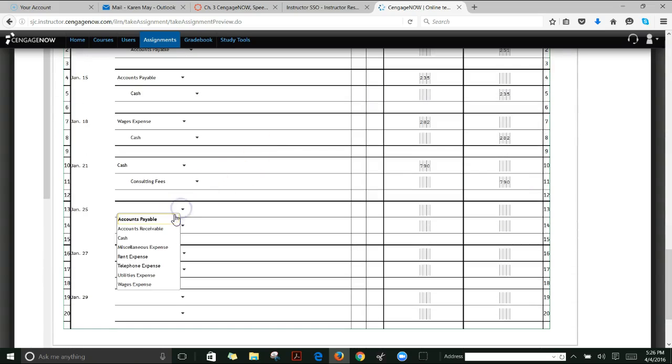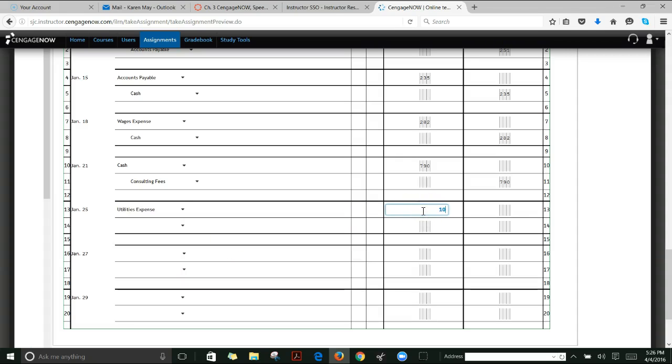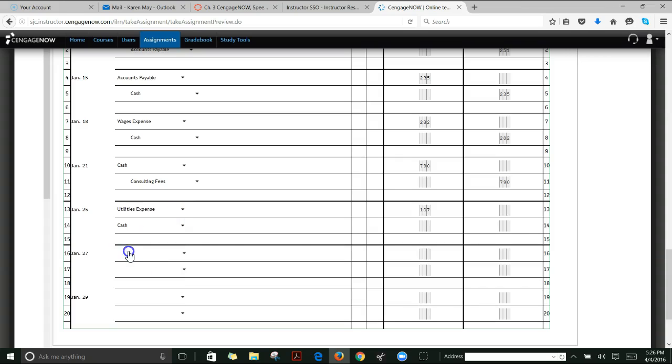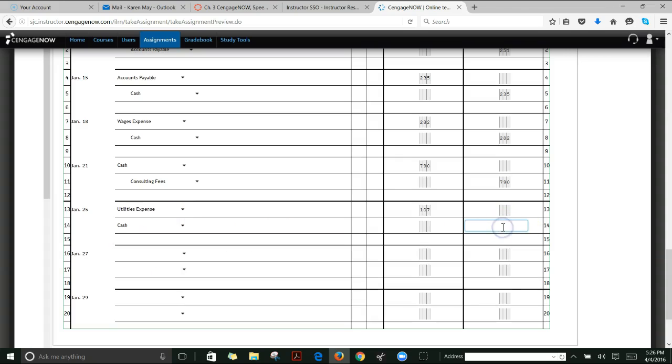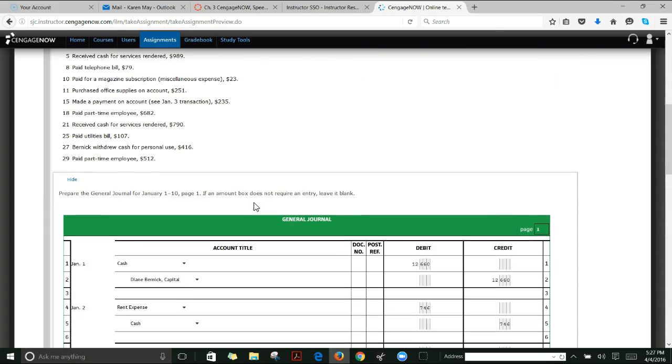Then on the 25th, paid utilities bill, $107. So we go to utilities expense, $107. And we paid cash, $107. So we have a debit and a credit. Always want to be sure your debits equal your credits after every transaction.